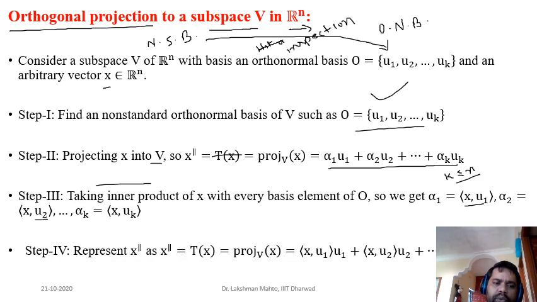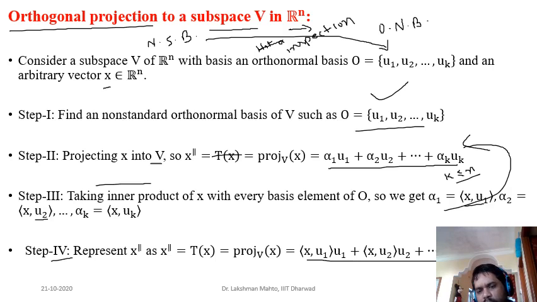Now we come to step 4. Once we have the values of alpha 1, alpha 2, alpha 3, those coefficients we substitute back in this equation, and we get a representation of the projection of x in the plane this way. That means the dot product of x with u1 times u1, plus the dot product of x with u2 times u2, and so on up to alpha k. So you got the representation, the job is done, because x is given, and by the hit and trial method you come to know what u1 and all the other ui's are.